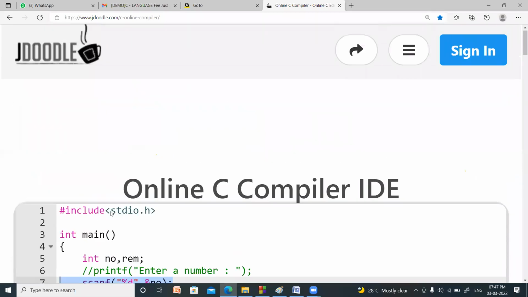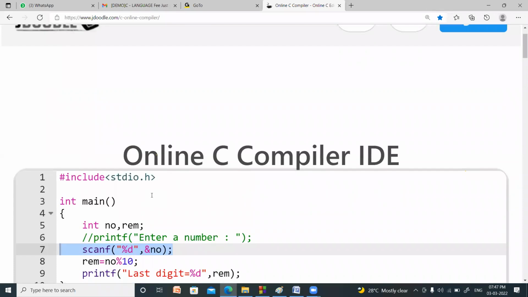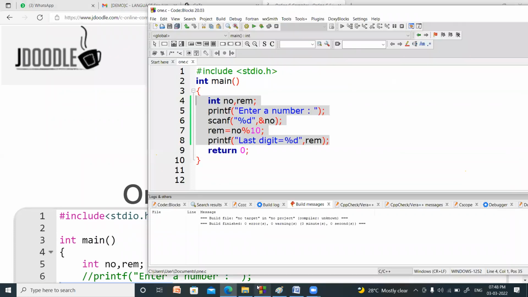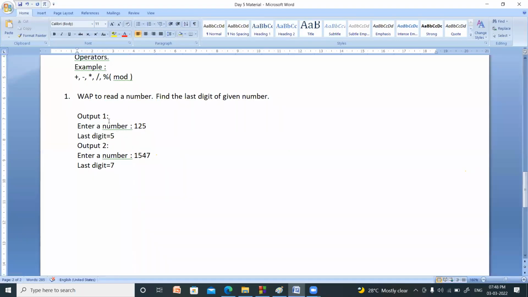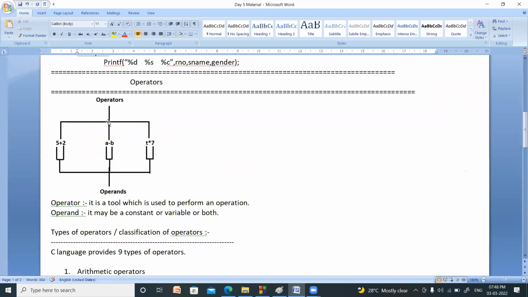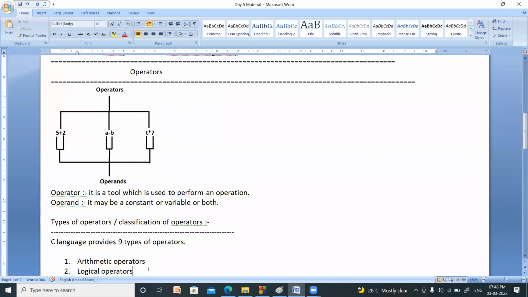In this way, you can run your application without using any software. Directly you can run it on your mobile also. What is the software name? JDoodle, jdoodle.com. Is it okay? Now, this is my application. I am copying the code and pasting it here. Right. Now, make a note of this, the topic operators.